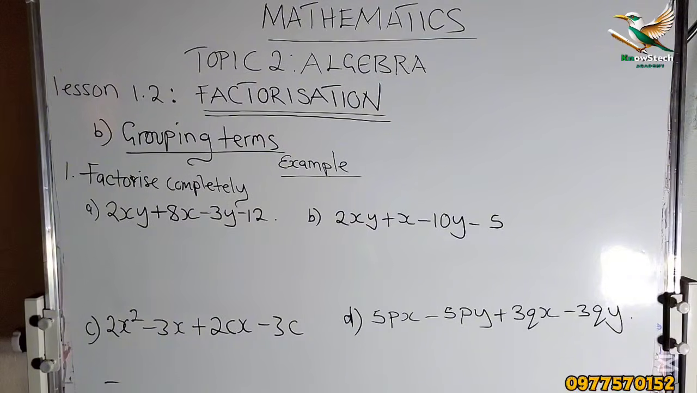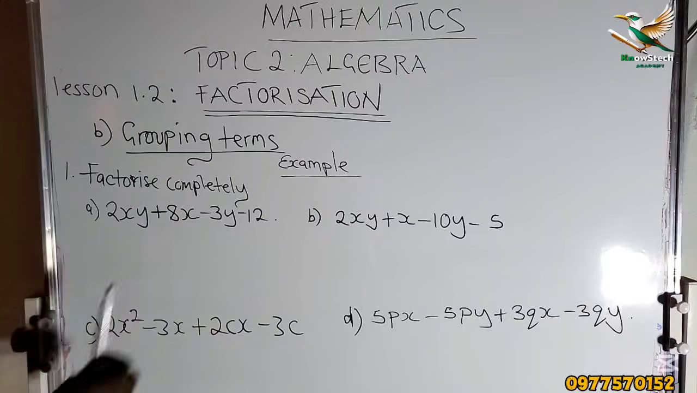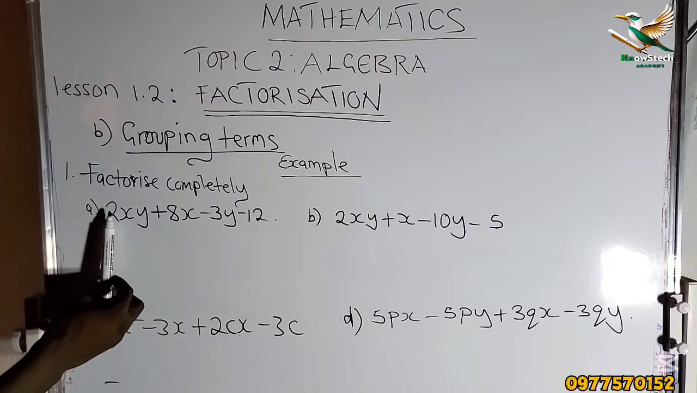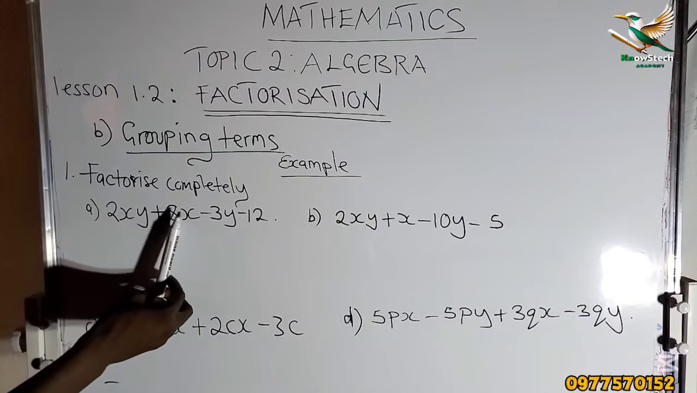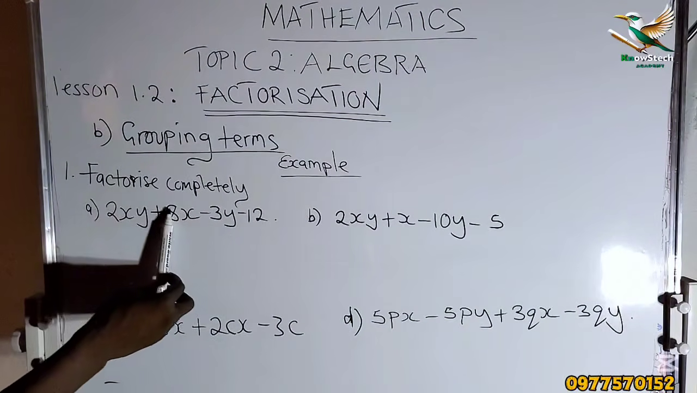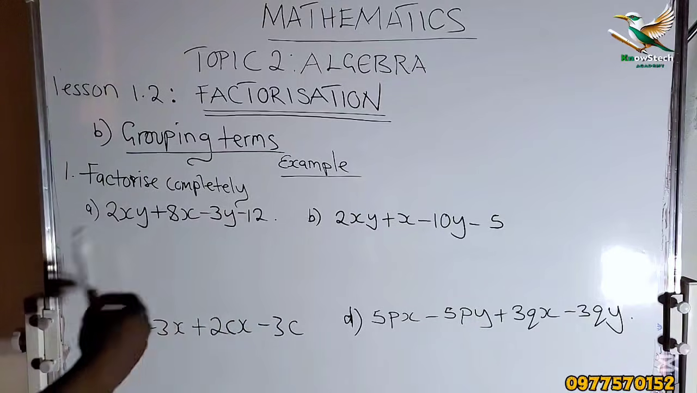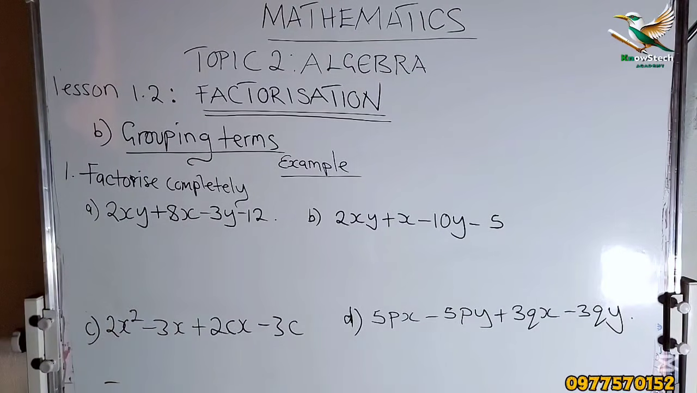So here is the difference. Common factor, we look for what is common in all the terms. But when you look at this, can 2 go into 8? Yes. Can 2 go into 3? No. Can 2 go into 12? Yes. Unless it goes in all the terms, you can't factorize by common factor.